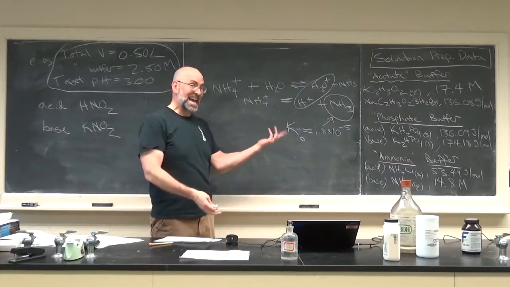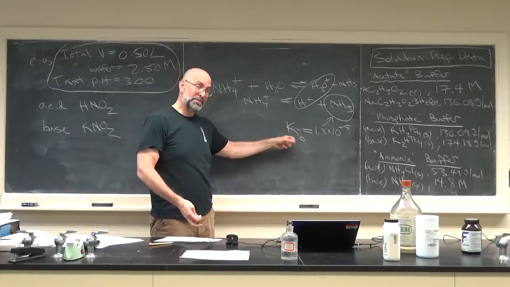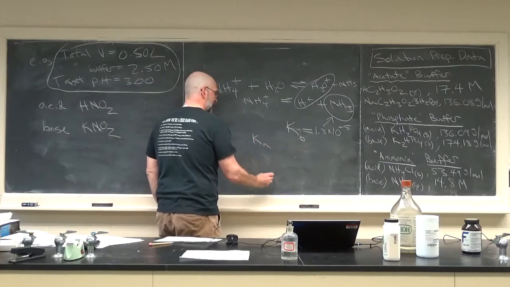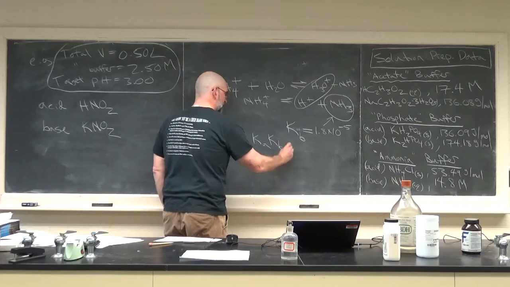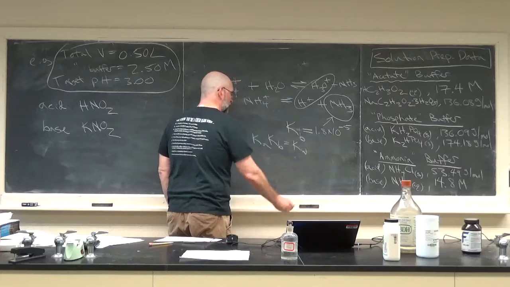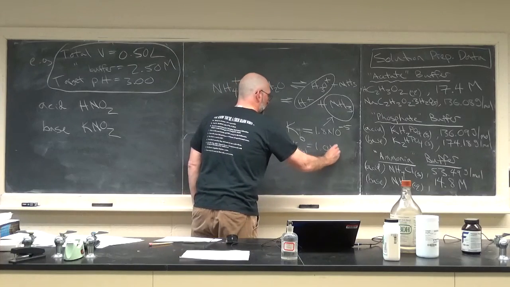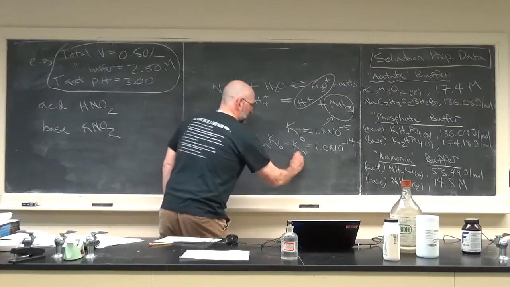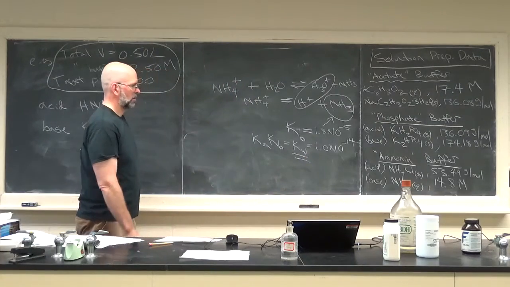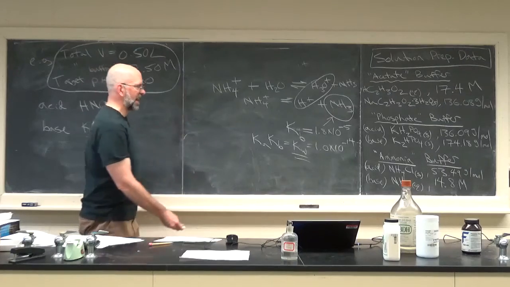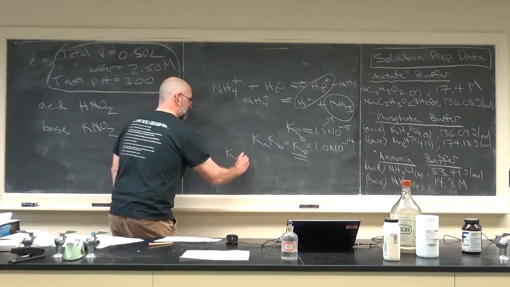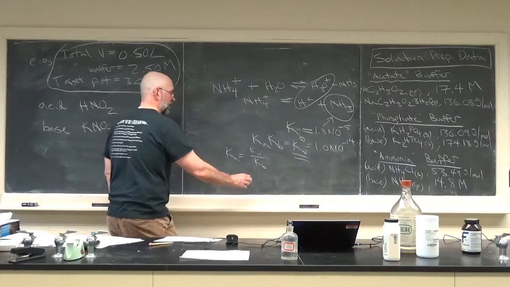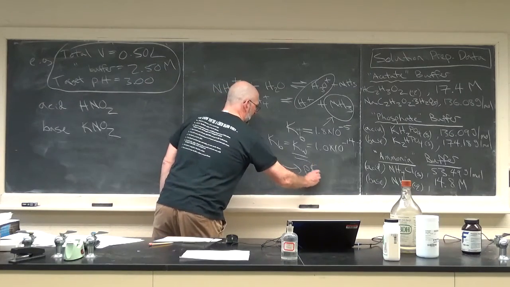Do you know how to get a Ka from a Kb? I think you do. Ka times Kb equals Kw, which is 1.0 times 10 to the minus 14. Kw is a constant. Okay, so I'm just going to sketch this out. Ka is going to be Kw divided by Kb, and then get the pKa.